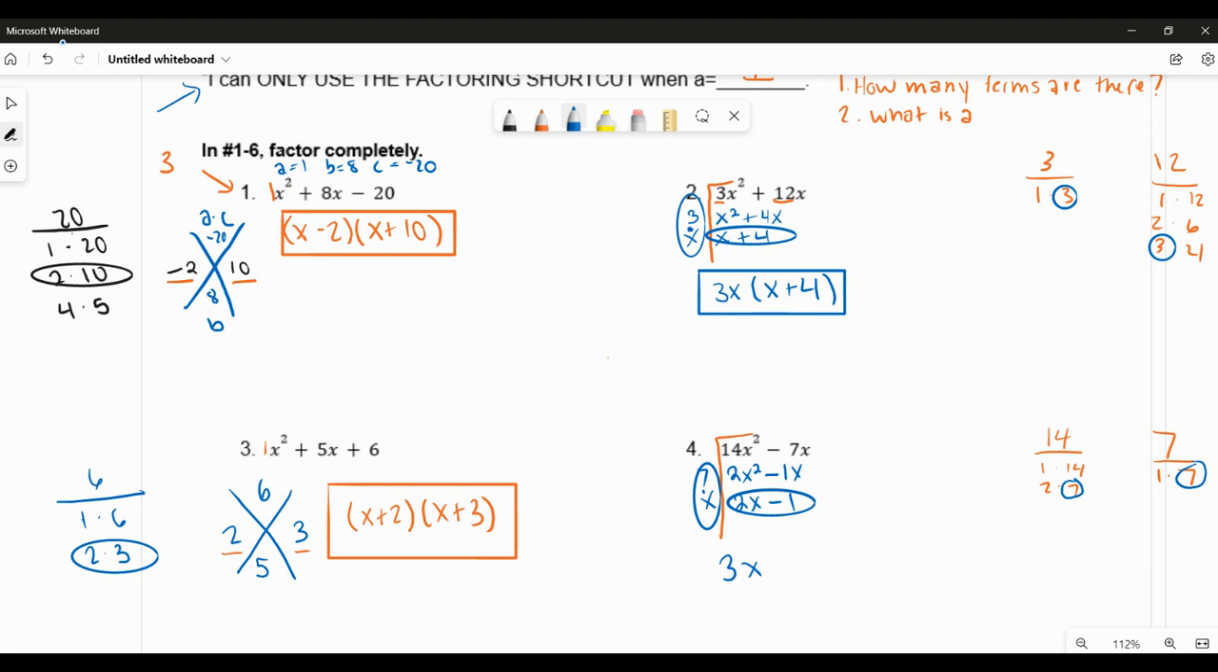So I'm going to get 3x times x plus 4. Ooh, I'm writing the other one. 7x times 2x minus 1 is my factored form. Caught you on that one, didn't I? And that's how you factor using greatest common factor. That's it for this video.